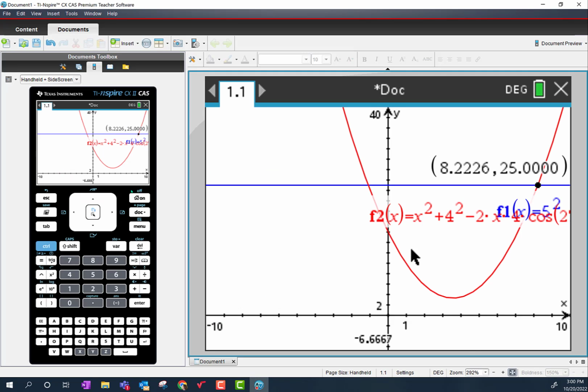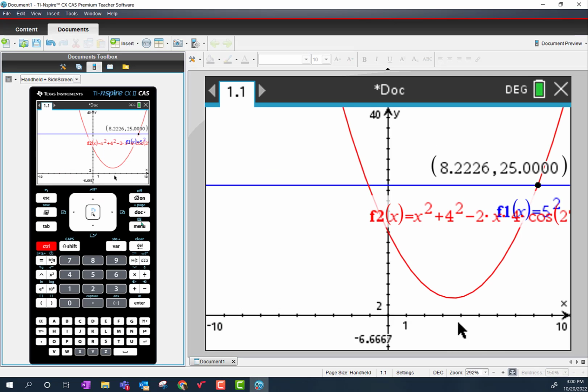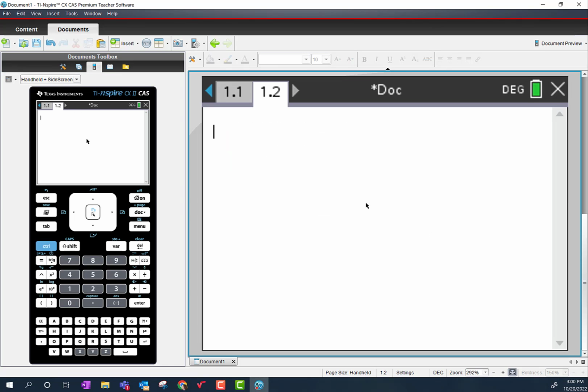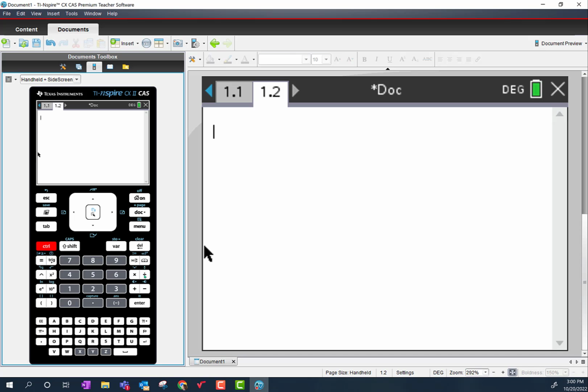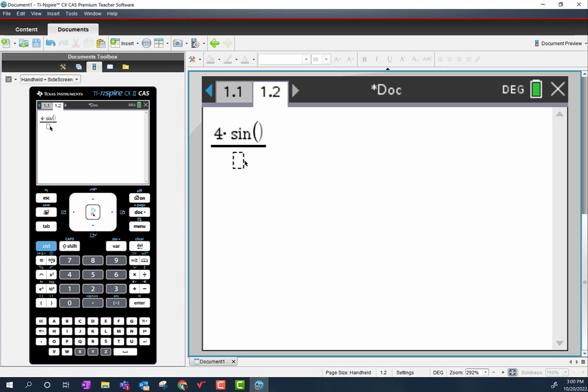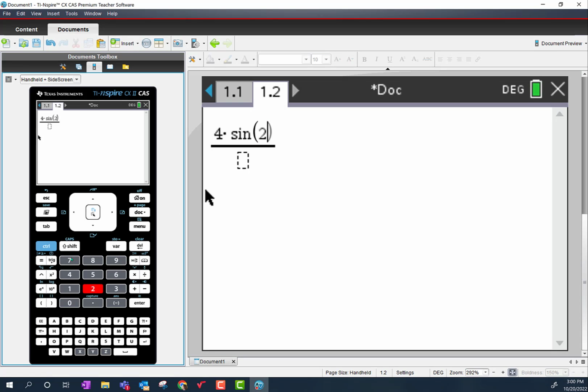So we're going to do a calculating page. I'm going to do Control Doc. That gives me another page. I want a calculator on there. I'm going to do a fraction, which is Control Divide. And I'm going to put 4 times sine of 27 degrees over 5. And now I'm going to do Control Enter.